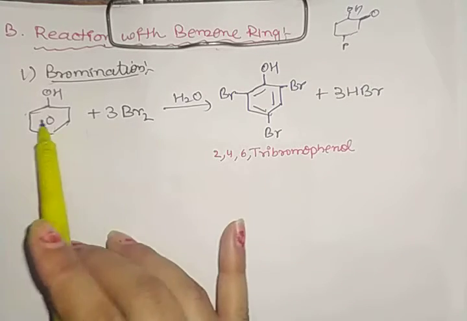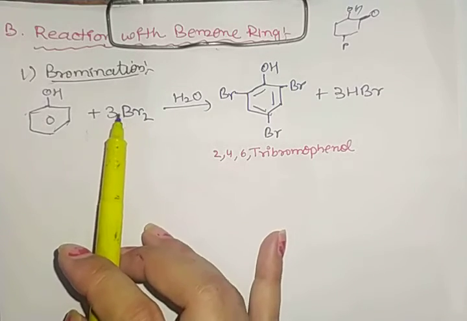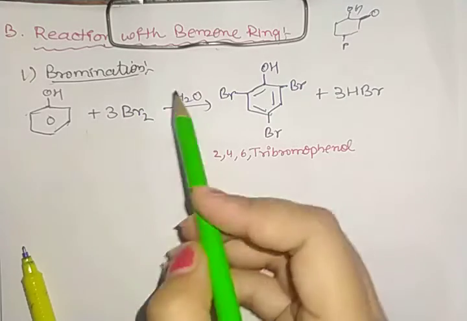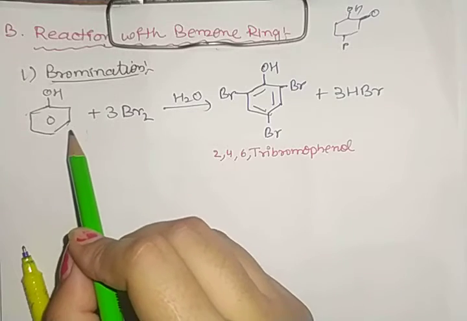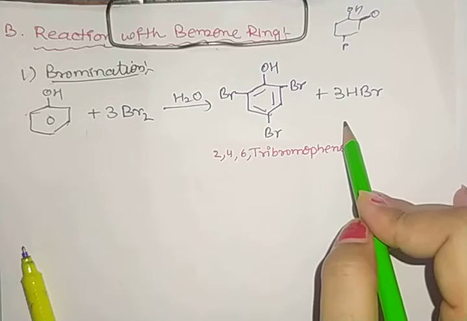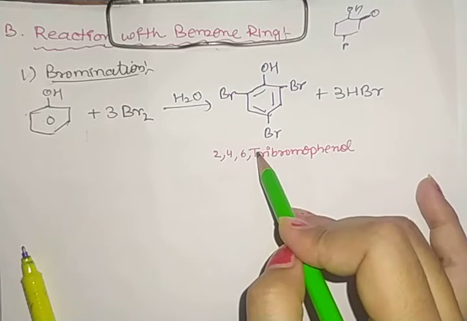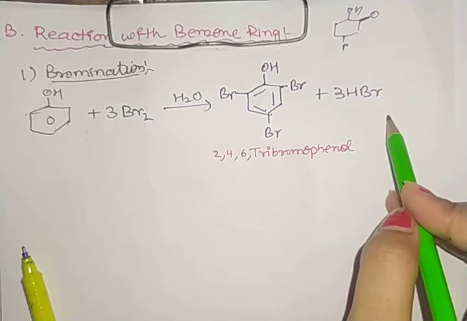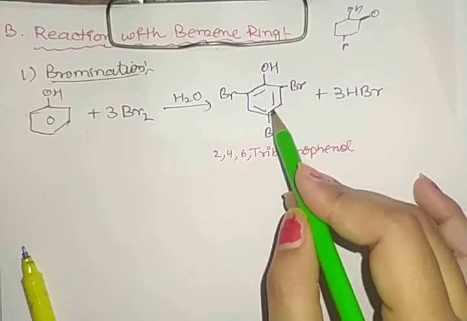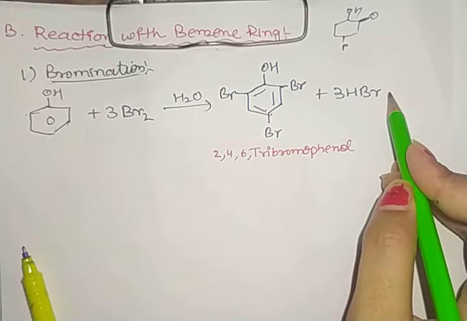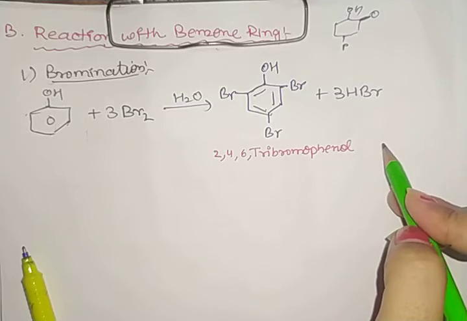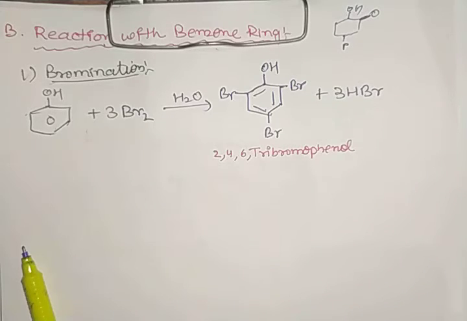So if we are doing the same reaction in the presence of carbon tetrachloride, that is CCl4, what will happen is that this phenol will form 2 different products, or we can say 2 isomers, which are the ortho isomer and the para isomer. That means in one the bromo is attached at the ortho position, and in the second product the bromo is attached at the para position. Okay, so this is the second reaction.